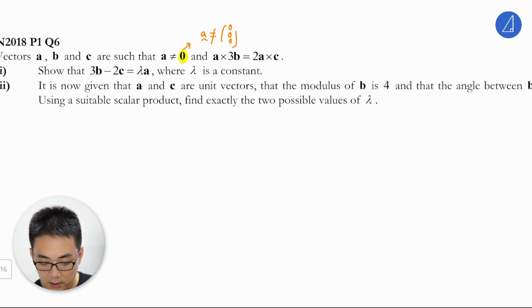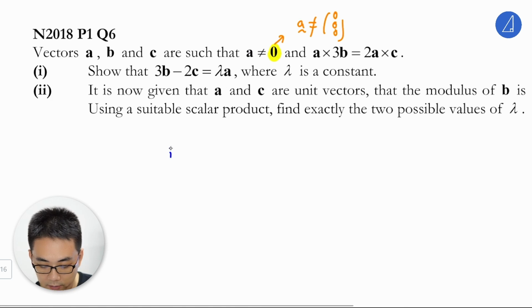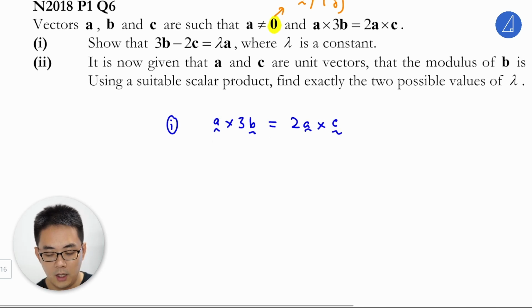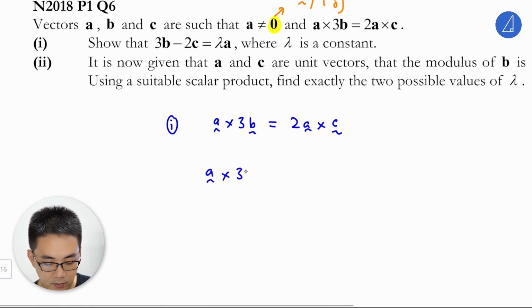Show that this, okay? So we start off with this over here. We just need to manipulate. The first one, A cross 3B is equal to 2A cross C. The first thing is you try and do this. You just move this over to the other side. This is a past year question. So A cross 3B minus 2A cross C equals the 0 vector.